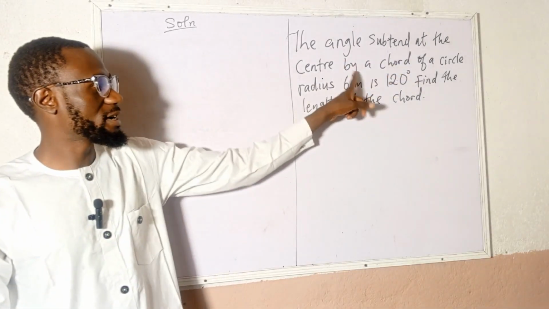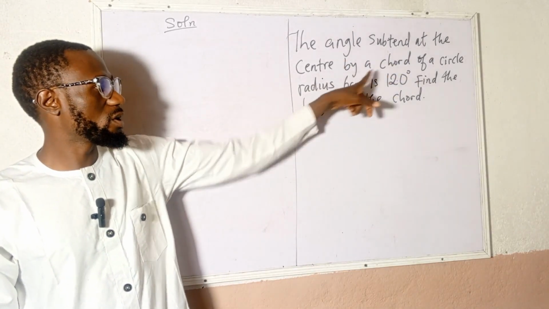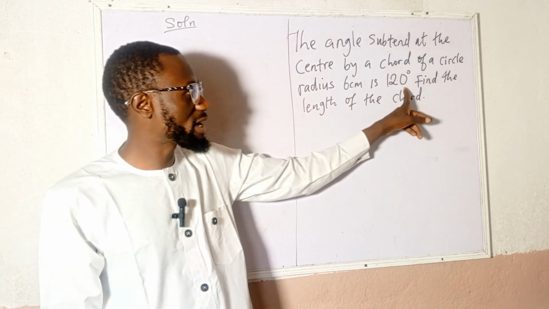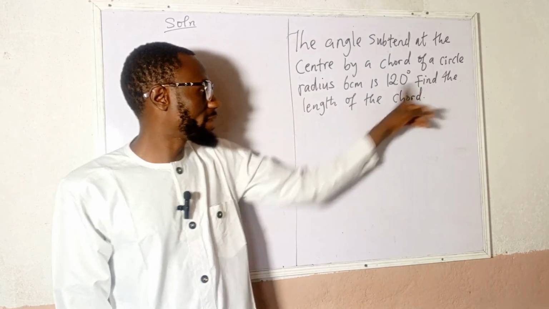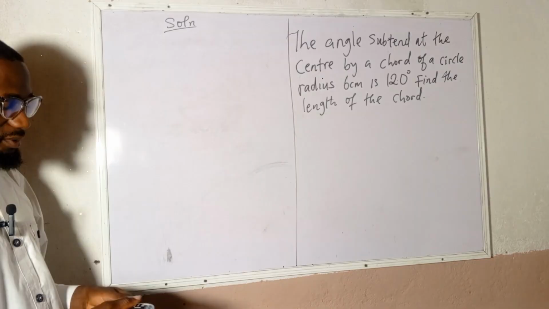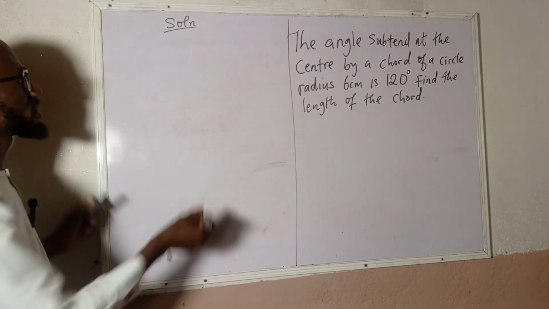The angle subtended at the center by a chord of a circle of radius 6 cm is 120 degrees. Find the length of the chord. In this question, we are going to find the length of the chord. Remember the circle theorem.